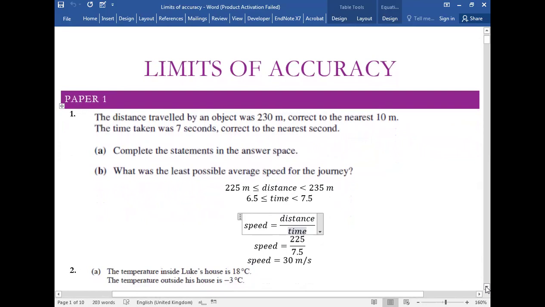The key word in these questions is nearest. Whenever you see this word nearest, understand you do not just have to directly do the question, you need to use upper and lower bounds in those questions. Okay?